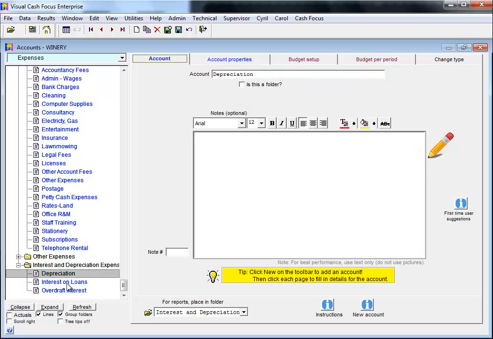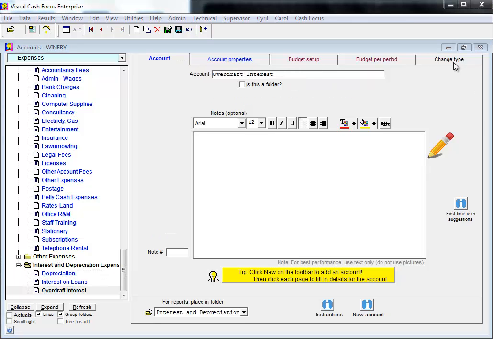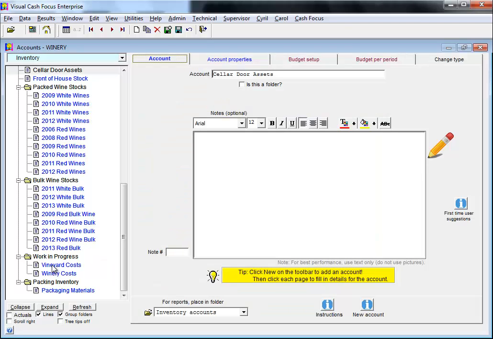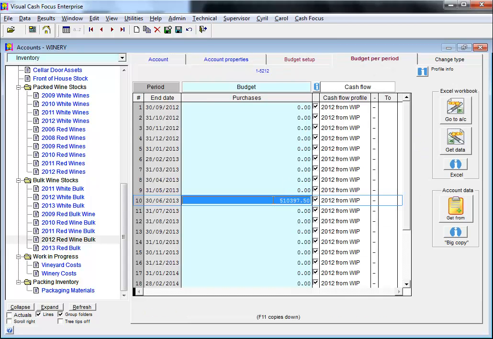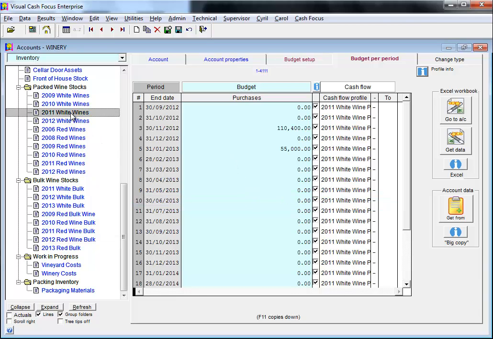If we look under expenses, we'll see a typical list of sales and marketing items and administration expenses, including calculation of interest and depreciation. If we now go to the inventory area, we can see the work-in-progress accounts for vineyard and winery expenses. When the grapes are harvested, these costs are transferred up into the bulk red and white wine stock accounts. Here we can see a large value being transferred into the 2012 red wine bulk account. As bulk stocks are processed, the values are then transferred up into bottled stocks, which in turn are linked to the cost of wine sold and sales.